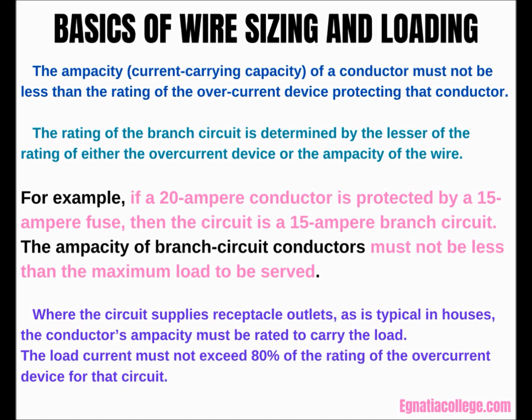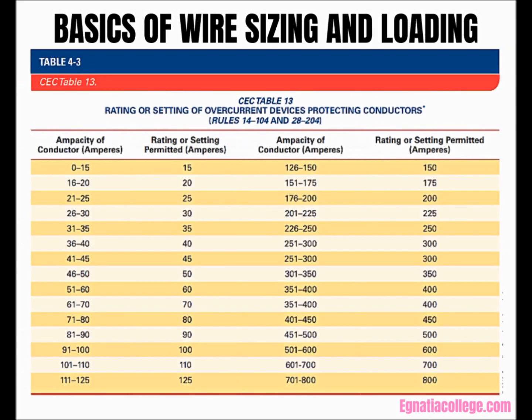Where the circuit supplies receptacle outlets, as is typical in houses, the conductor's ampacity must be rated to carry the load. The load current must not exceed 80% of the rating of the overcurrent device for that circuit. Where the ampacity of the conductor does not match up with a standard rating of a fuse or breaker, the next higher standard size of overcurrent device may be used, provided the overcurrent device does not exceed 800 amperes.